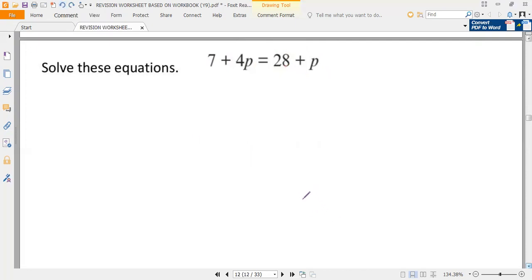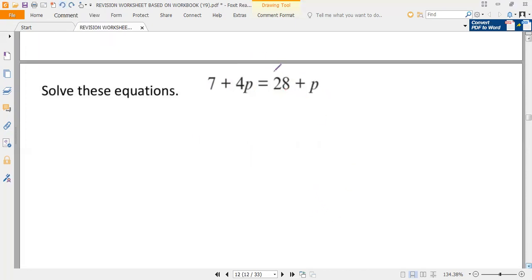Let us rearrange. We put all the numbers in one place, and we put all the letters in one place. So the best thing to do here is maintain 4p on the left hand side, bring positive p and make it a minus p, equal to, maintain 28 in the original place and bring 7 to the right hand side, which will be a minus 7.